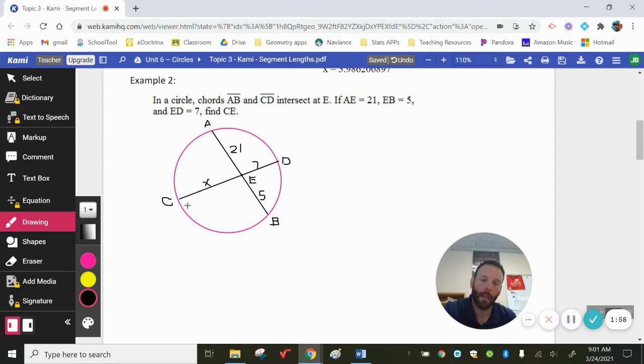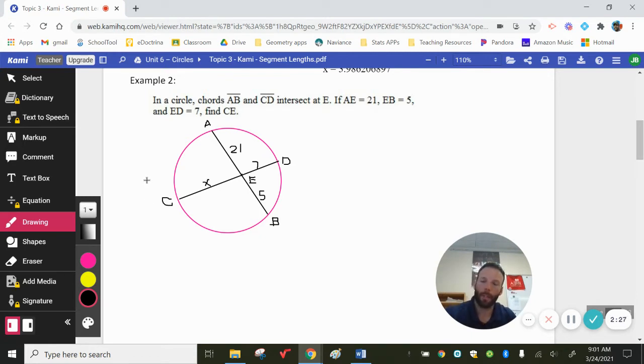I'll call that X. So again, just like we saw in example 1, there's got to be something that helps me compare these lengths, some way that I can compare how big X has to be if AE and EB are 21 and 5. And there is a way, okay? And to do this, we have more options. Remember, in example number 1, I drew extra chords in my diagram to create triangles. And I'm going to do the same strategy here.